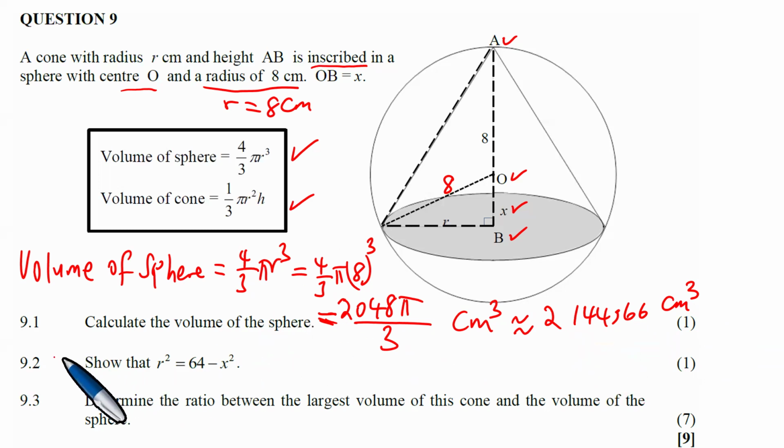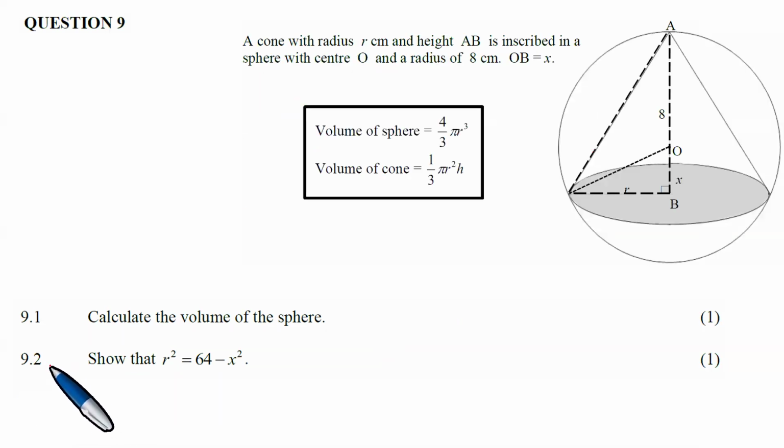In the next question, we want to show that r squared equals 64 minus x squared. We want to show that the radius is this, and it's just 1 mark. Here is the r sitting there, then here is the x sitting there. The radius, distance from the center, is actually 8. It is 8 there. Then we shall confine ourselves in the triangle and say 8 squared.